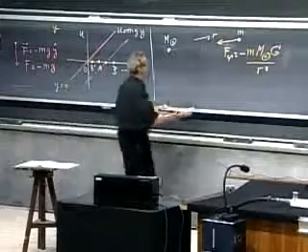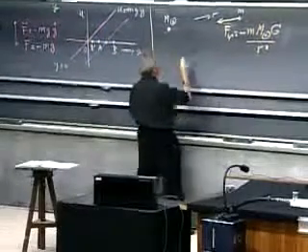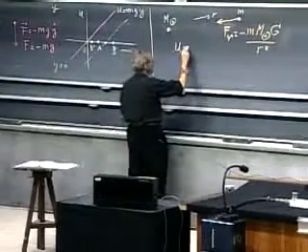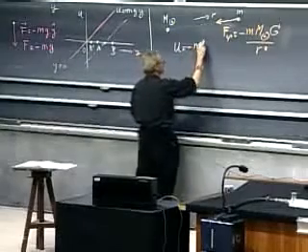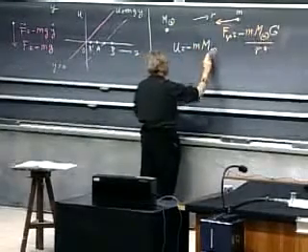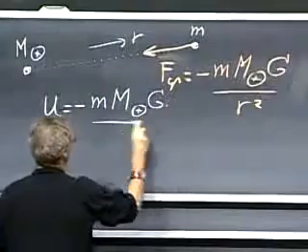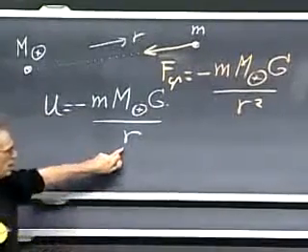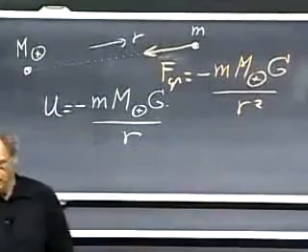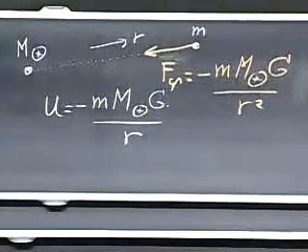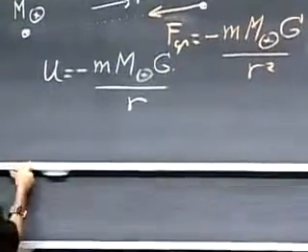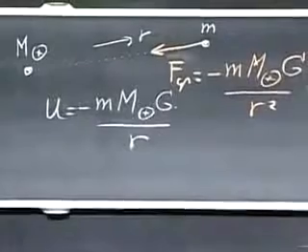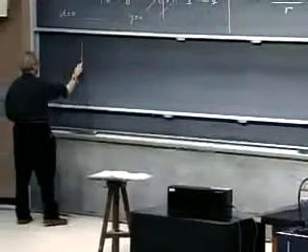The gravitational potential energy we derived last time equals minus m Earth g divided by r. Notice here is r and here is r squared. And if you plot that, then the plot goes sort of like this.